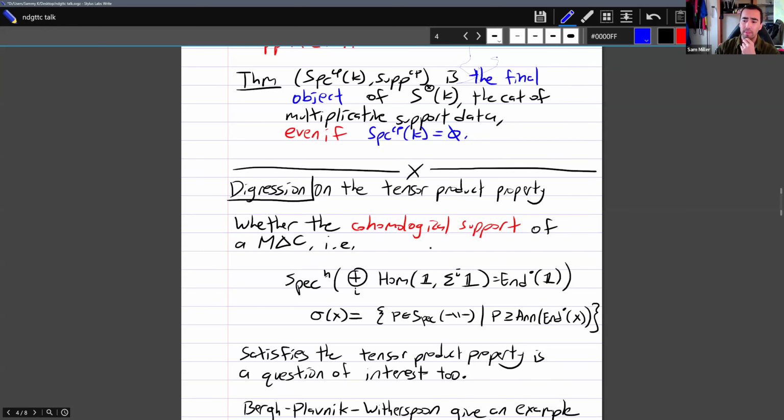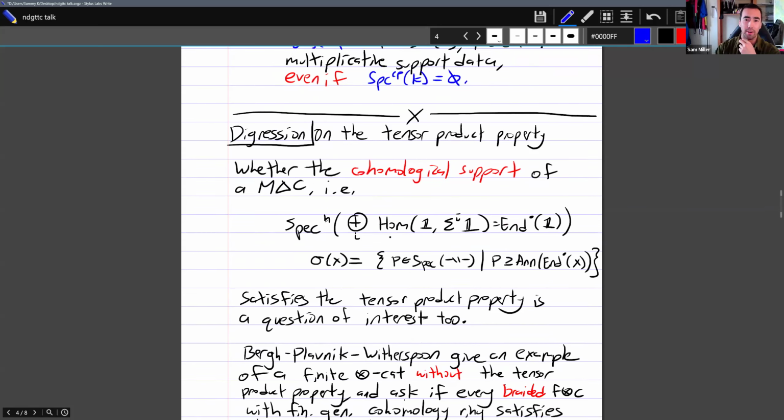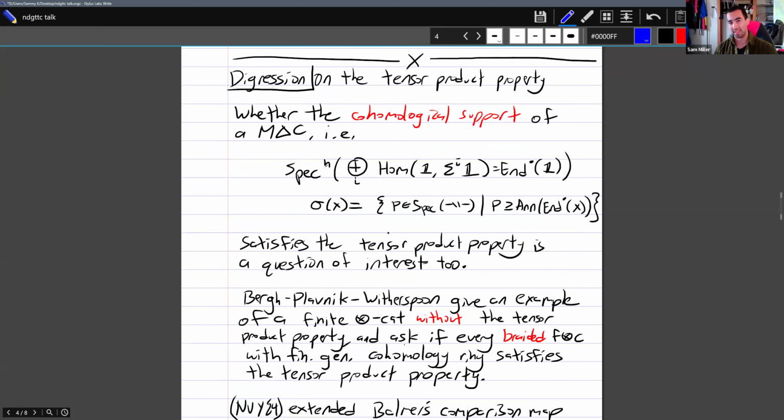Any other questions? All right, so I'm going to take a brief digression, and we'll discuss this tensor product property. Since I've sort of stated it, it looks nice. But well, what relevance is there?